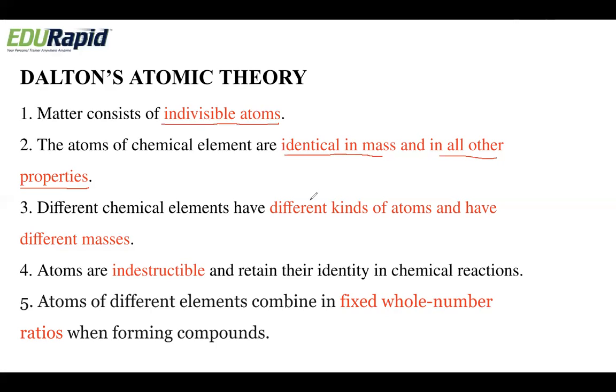Thirdly, different chemical elements have different kinds of atoms and have different masses. If we take two chemicals, for example a sodium and chlorine, sodium has one kind of atoms and chlorine has a different kind of atoms. So that's what he said, that different chemical elements have different kinds of atoms and different masses.